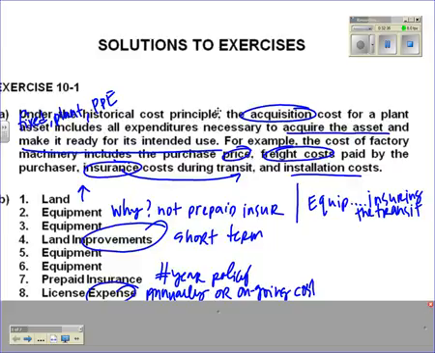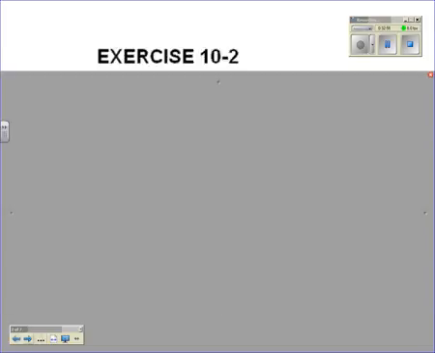I think the most confusing bit is, is it land or is it an improvement of the land? Remember, land improvements are more like the little stuff that's going to crumble faster, okay? And then are we insuring the transportation of something, or the transit of something, or more long-term? Let's go on to exercise 10-2.